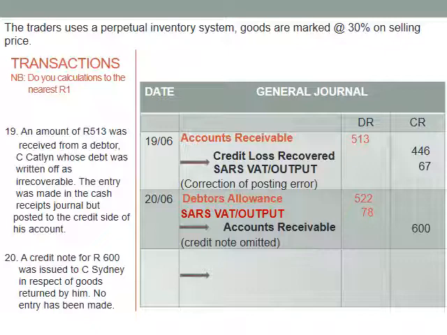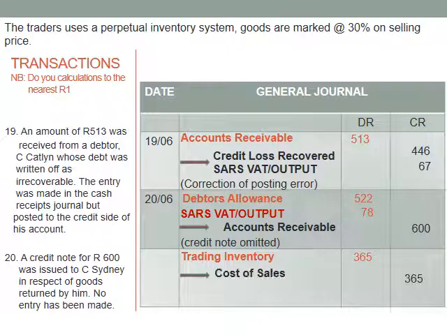Now remember that the trader uses a perpetual inventory system. Goods are marked at 30% on selling price. We will therefore have to determine the cost of sales for the goods that were returned. We will therefore debit the trading inventory with the cost of goods as calculated using the markup. Credit the cost of sales as a contra account with the total amount calculated. Show the narration as credit note omitted from the books.